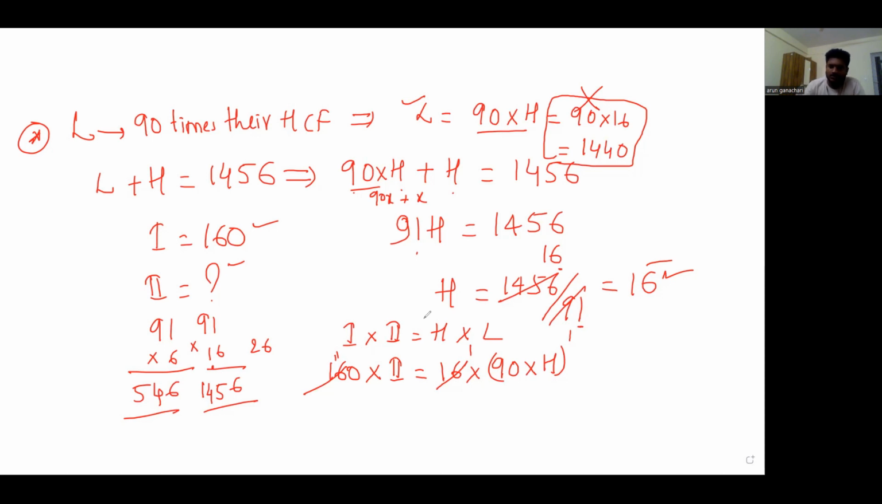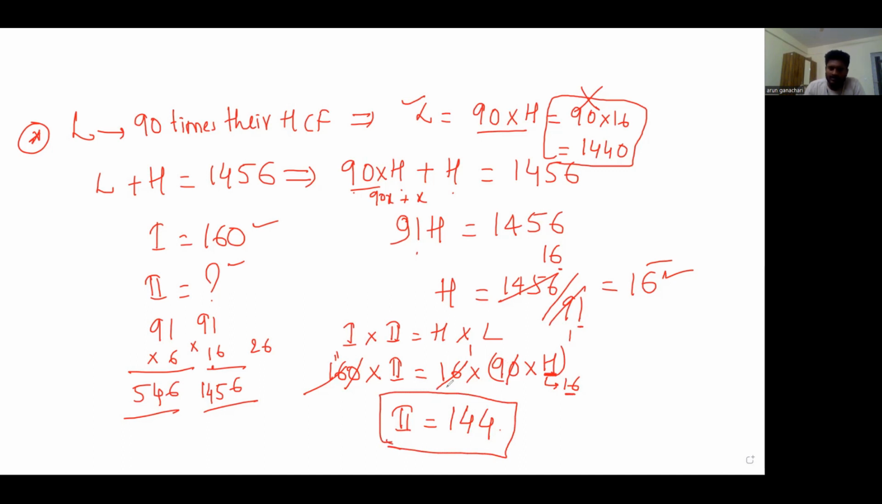Yeah, 90 into H. H is what? What is H here? 16. So it will be 16 ones, 16 tens. I can cancel out these zeros. Yes or no? So what is my second number? My second number is 16 into 9. Whatever is the remainder is being left there. What is left? 16. This 16 is left from here, H. And 16 nines is how much? 144.